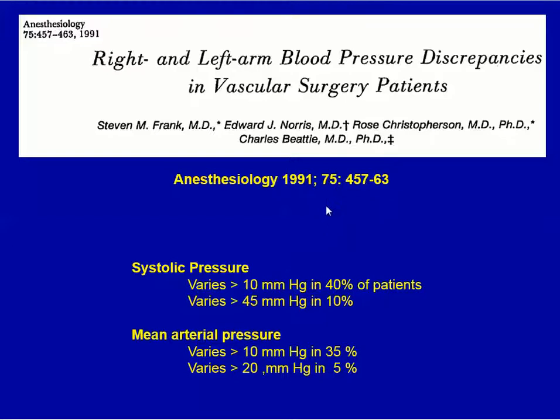This was a study done more than 20 years ago in which they compared the variability in pressure in the arms in patients coming for vascular surgery. Notice that in as many as 10% of patients, systolic pressure varied by more than 45 millimeters, and in 5% of patients, mean pressure varied by more than 20. These are obviously clinically significant differences, and is why one should check pressure in both arms before selecting the arm in which to measure blood pressure.